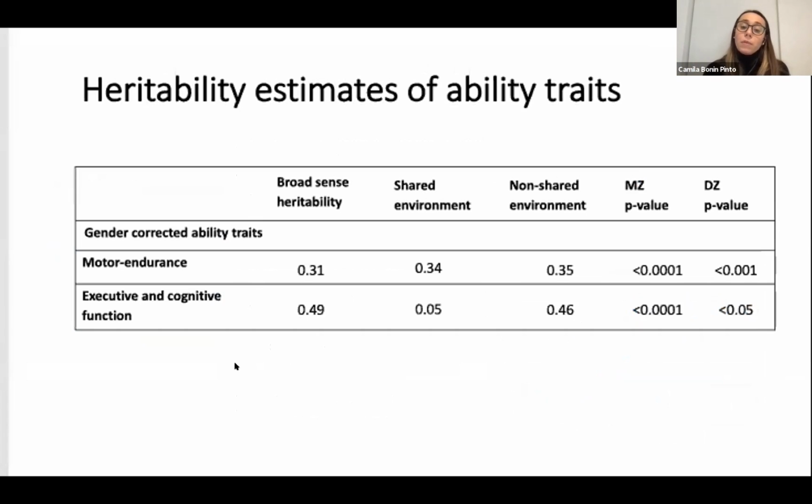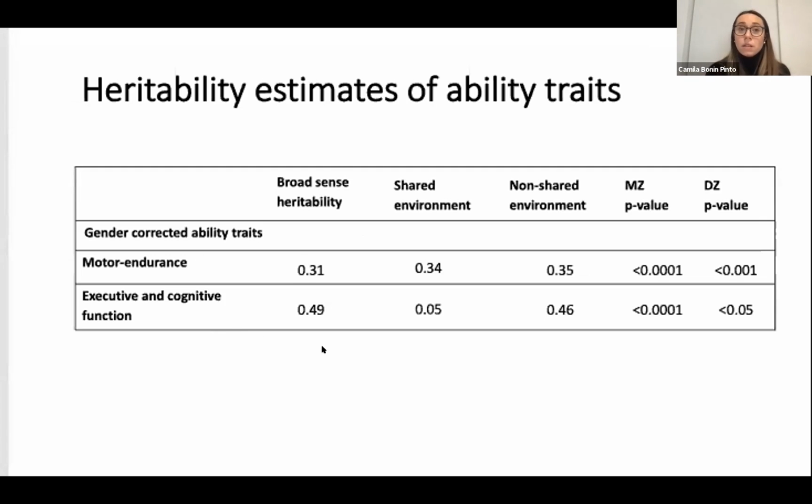And we were able to calculate the heritability only when that regression is significant, right? And this was true just for two traits, motor endurance and executive and cognitive function. This value varies from 0 to 100, and we show that for motor endurance, 30% of the variance of these individuals in that trait is explained by genetic background, and for executive and cognitive function, about 49%.